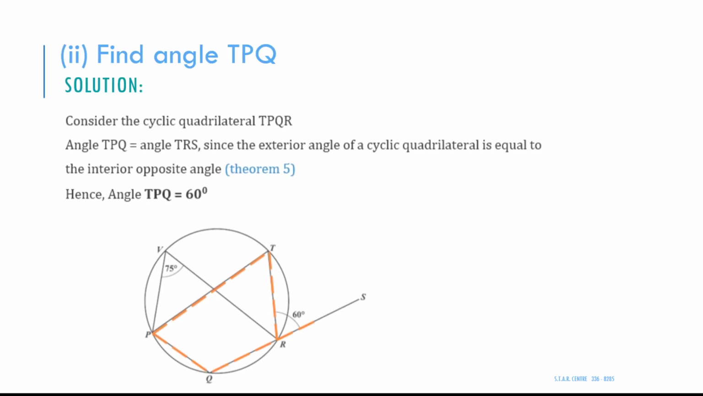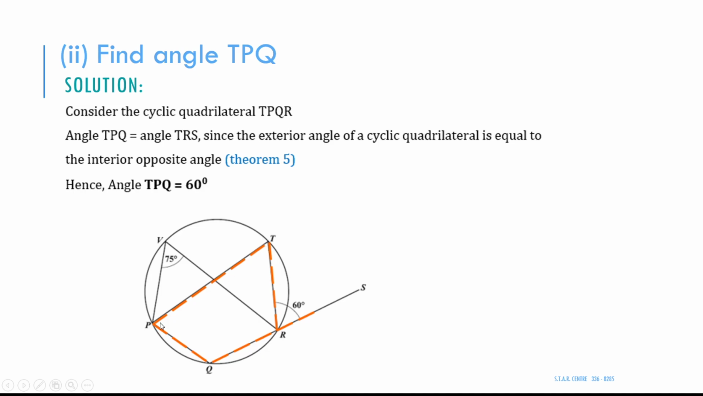Part 2, find angle TPQ. So TPQ on the diagram would be this angle here. So consider the cyclic quadrilateral TPQR. So again, a cyclic quadrilateral is a shape with four sides in which the four corners touch the circumference of the circle. So the points T, P, Q, and R are on the circumference of the circle, so that makes it a cyclic quadrilateral.